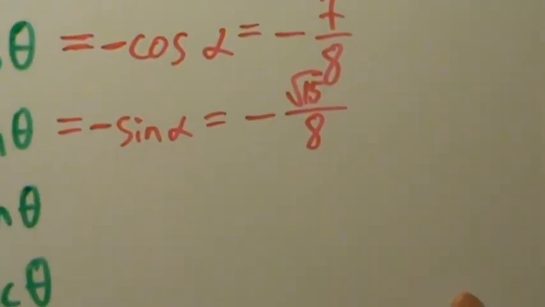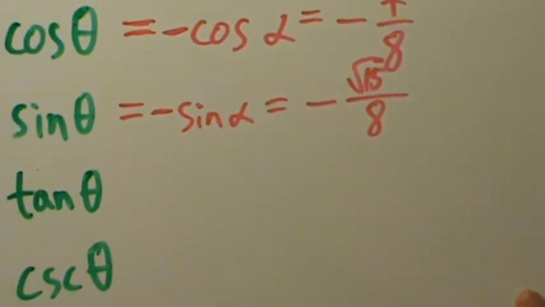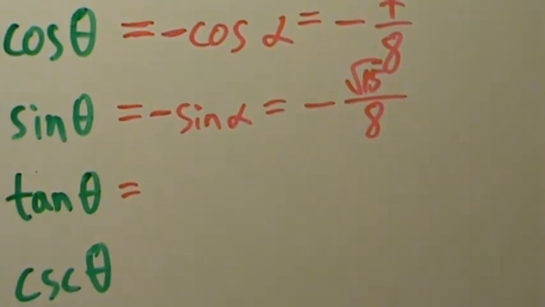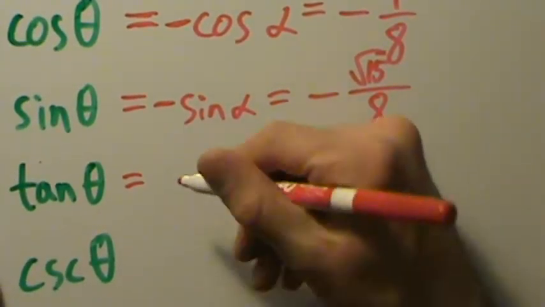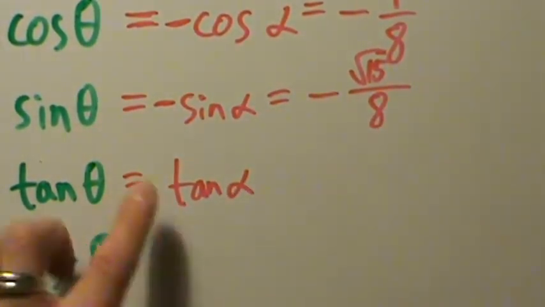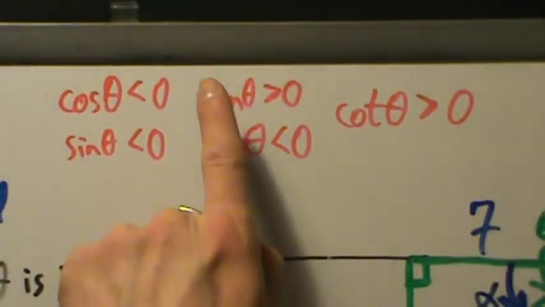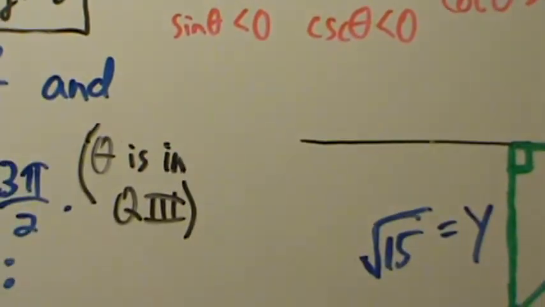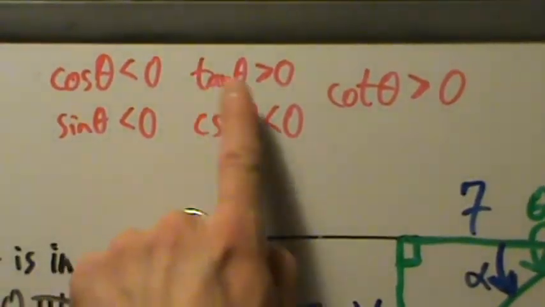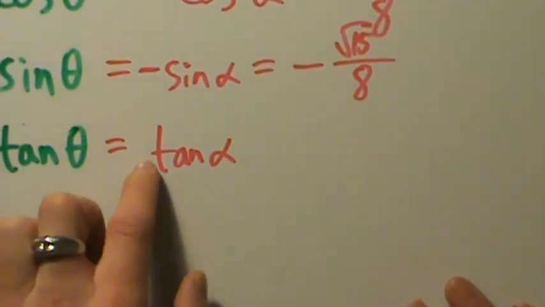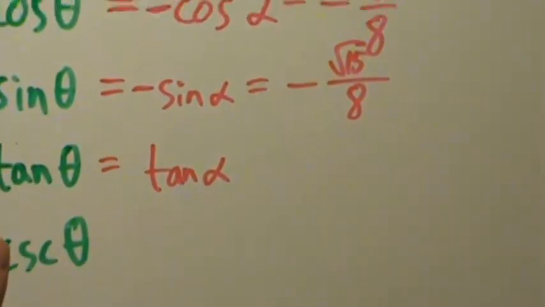All right, how about the tangent of theta? So for the tangent of theta, we could do sine divided by cosine, but let's not do that. Tangent of theta is the same thing as tangent of alpha, but we might have a minus sign in front of here. Do we? No, we don't, because tangent of theta is greater than 0. Tangent of theta is positive, because theta is in quadrant 3. And if we're in quadrant 3, the tangent is positive. So since tangent of theta is positive, tangent of theta just equals tangent of alpha, no minus sign out in front.